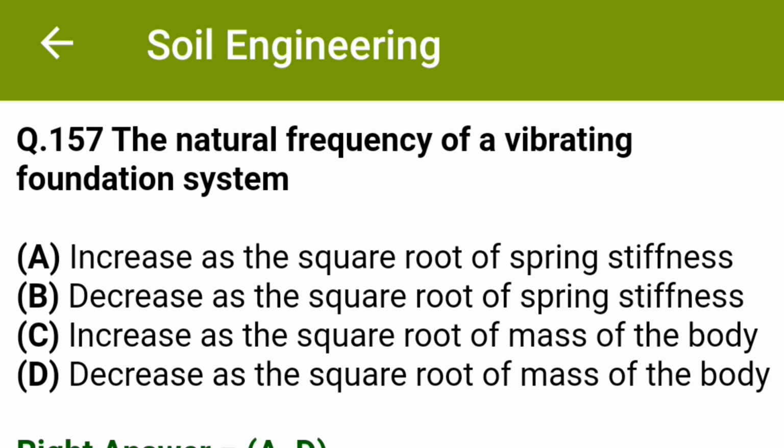The natural frequency of a vibrating foundation system, option A increases as the square root of spring stiffness, option B decreases as the square root of spring stiffness, option C increases as the square root of mass of the body, option D decreases as the square root of mass of the body. The correct answer is option A and D, increases as the square root of spring stiffness and decreases as the square root of mass of the body.